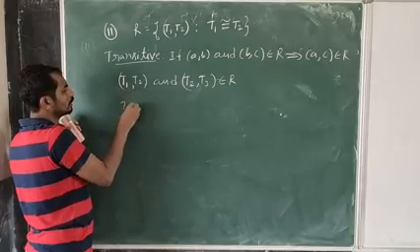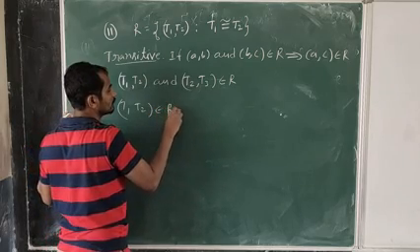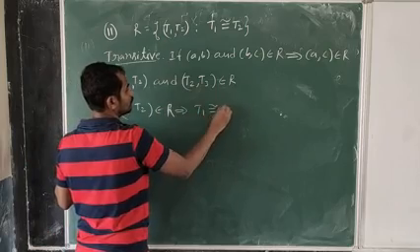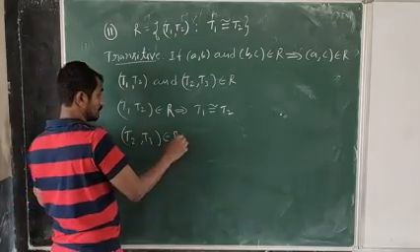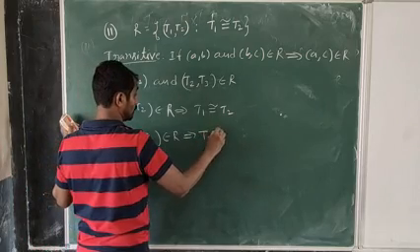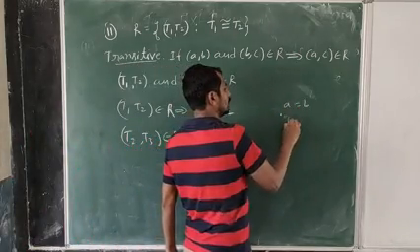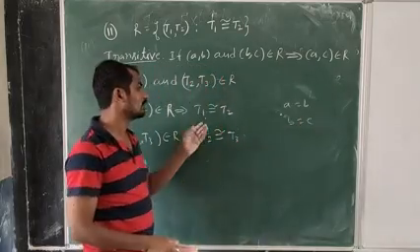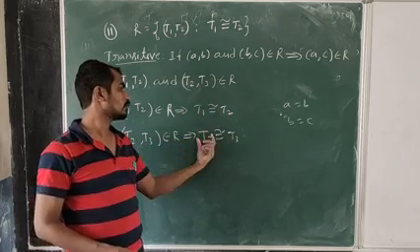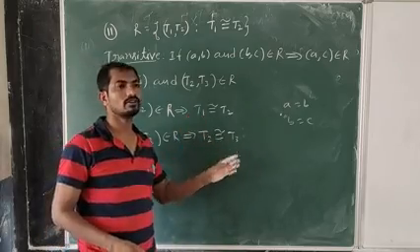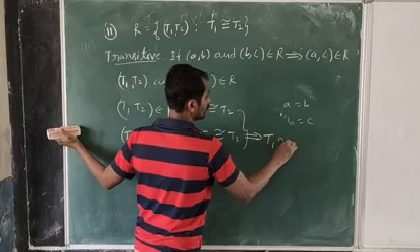Now (T1, T2) belongs to R, then you can write T1 is congruent to T2. Then (T2, T3) belongs to R means you can write T2 is congruent to T3. So these are properties of congruency. If T1 is congruent to T2, and T2 is congruent to T3, then you get T1 is congruent to T3 also. With both conditions, obviously T1 is congruent to T3.